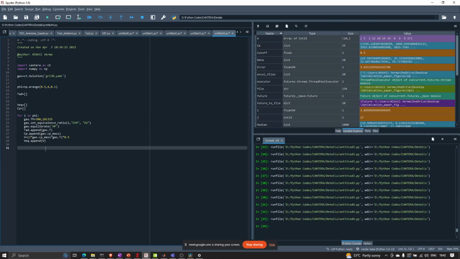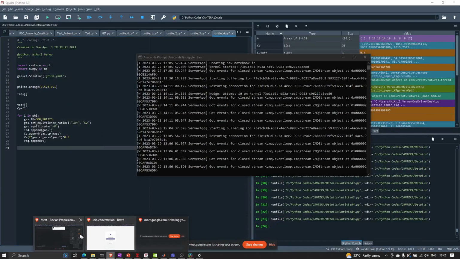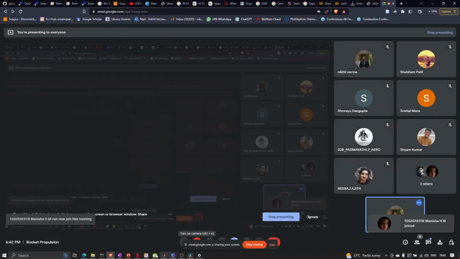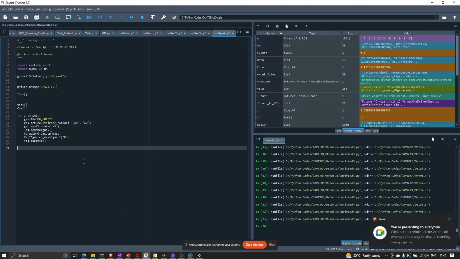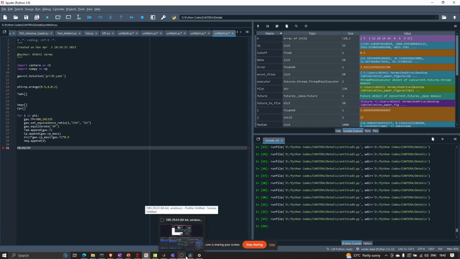So let us convert our phi into the mixture ratio. The mixture ratio is just the mass of the oxidizer divided by the mass of the fuel, right? I hope in the last class we have seen how to interchange these values. So let me again share the screen and show you how to calculate this.